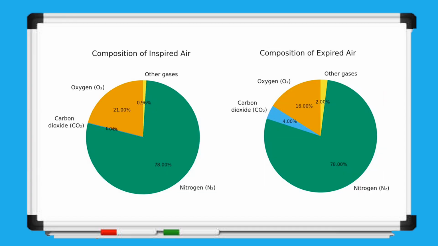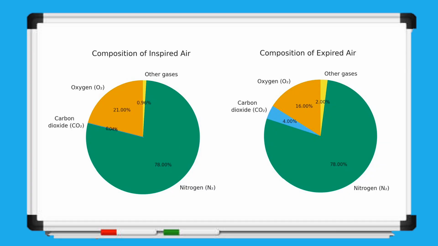Also, these pie charts provide a comparison between inspired air, the air we inhale, and expired air, the air we exhale. They illustrate the proportions of nitrogen, oxygen, carbon dioxide, and other gases present in each. In the chart for inspired air, we can see that it is made up of roughly 78% nitrogen, 21% oxygen, 0.04% carbon dioxide, and about 0.96% other gases, including water vapor and argon. This represents the normal composition of the air we breathe in from the atmosphere.